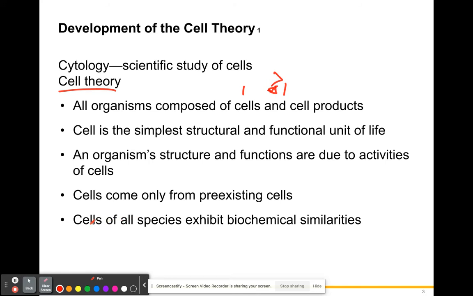Cells of all species exhibit biochemical similarities. So humans and plants and jellyfish all do cellular respiration in the same way. All these biochemical reactions are the same, and they can go across the board no matter what type of living thing you're talking about, if it's a bacteria or a human being, whatever.